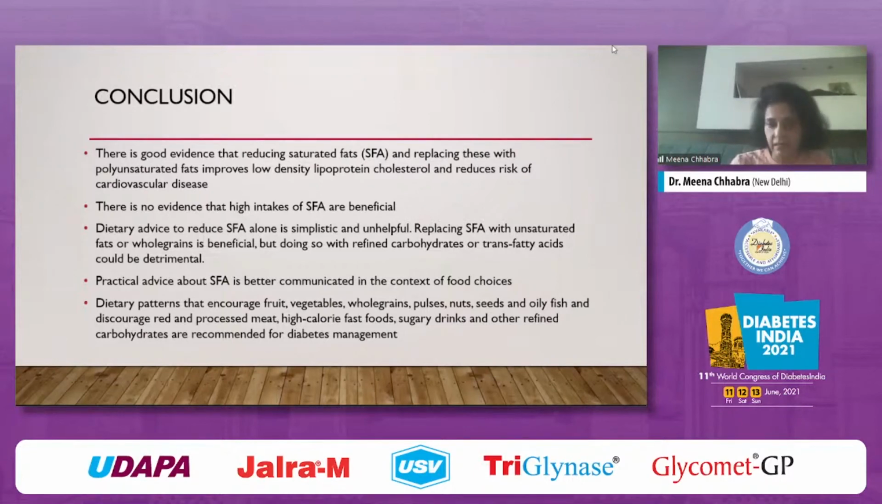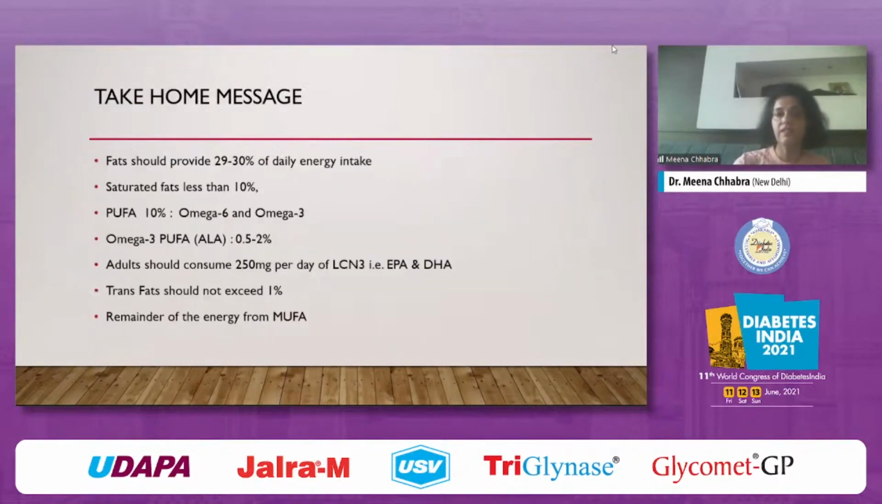Now, dietary patterns that encourage fruit and vegetables, which give you the good carbs, whole grains, again complex carbs, pulses for the proteins, and nuts, which give you healthy fats, seeds also, which give you healthy fats, oily fish, which will again provide you healthy fat, discourage red and processed meat, high in cholesterol. High calorie fast foods, which are high in trans fats, sugary drinks, and refined carbohydrates are not recommended. So it's important, the take-home message is that fats are important. We cannot get away with fats.